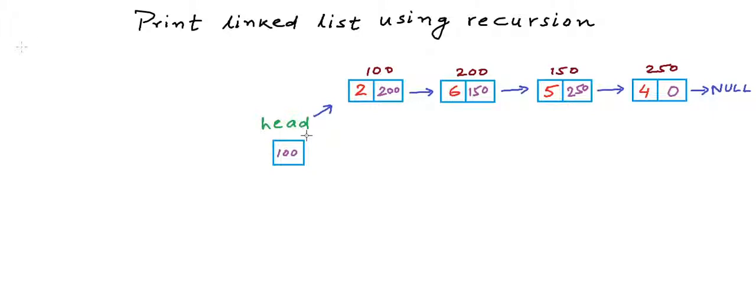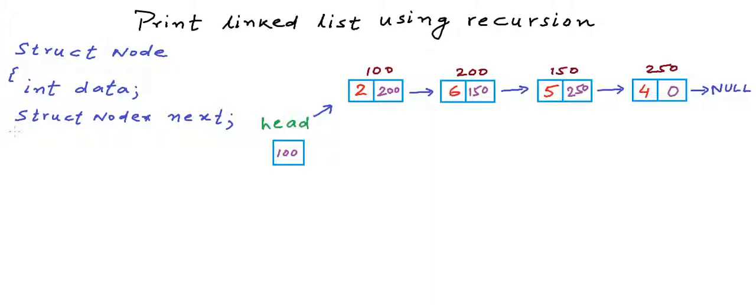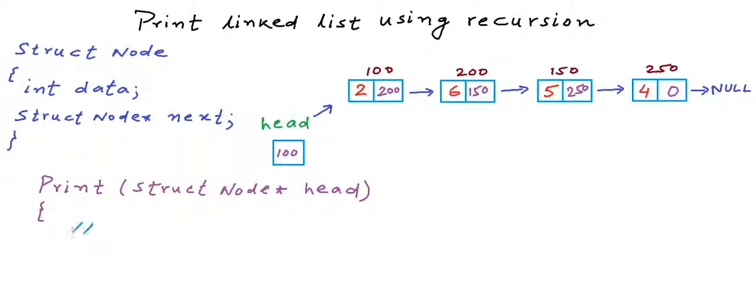Programmatically in our C or C++ program, a node will be defined something like this. We will have a structure with 2 fields, one to store the data and another to store the address of the next node. What we want to do in this particular lesson is that we want to write 2 functions. First we want to write a function named print that will take address of a node as argument. We will pass this function the address of the head node, so let's name this argument head, and in this function we will use recursion to print the elements in the list.